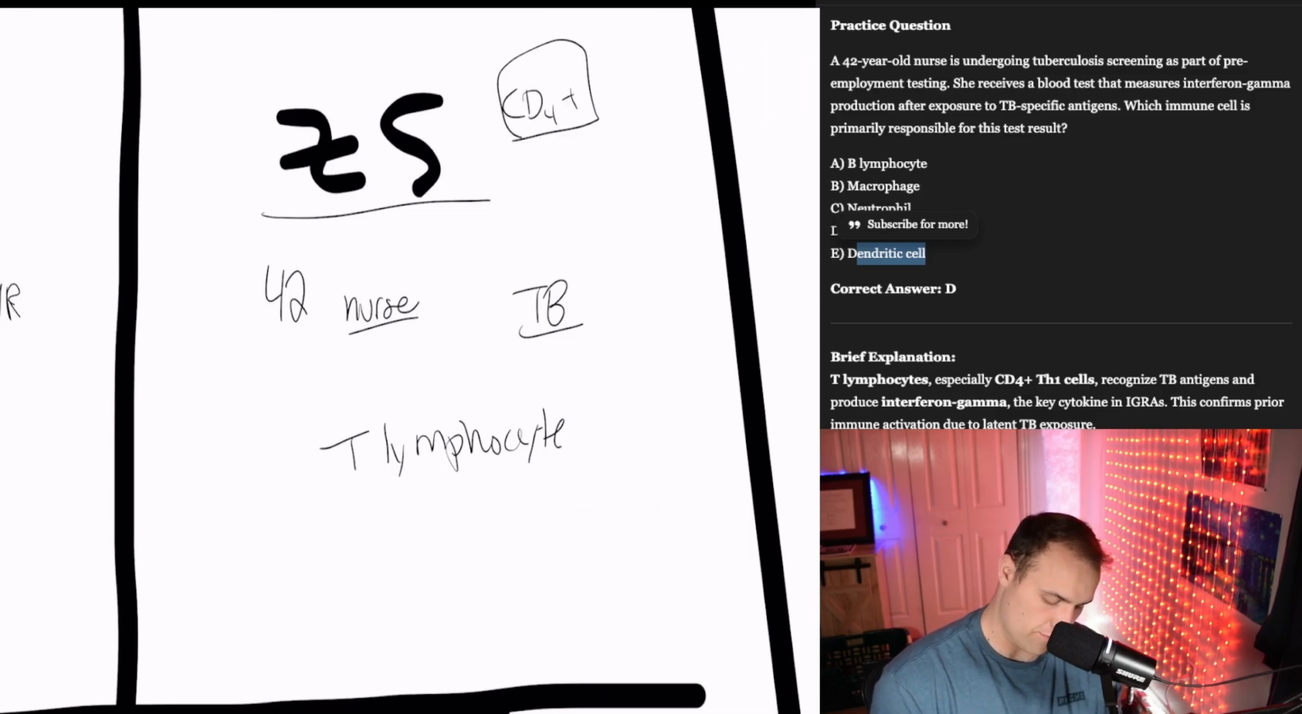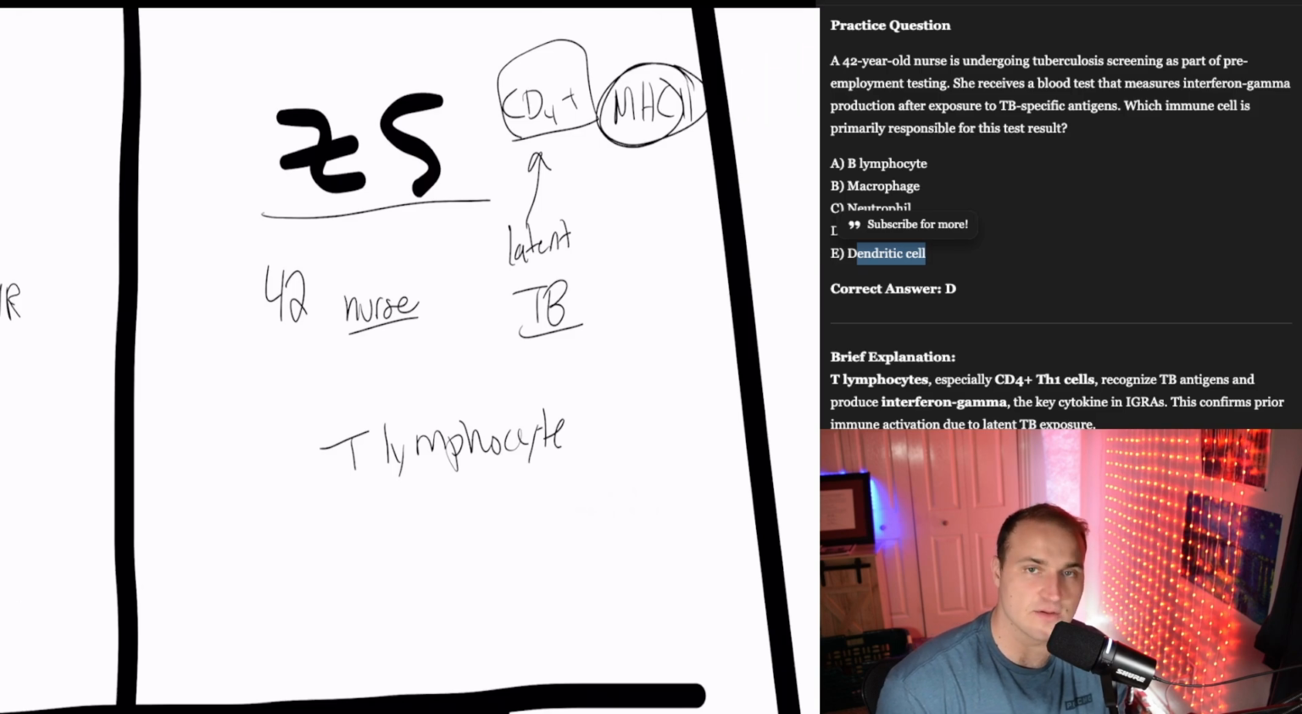That's what we're testing for if we're doing latent TB tests. It's called an IGRA, an interferon gamma release assay. So the pathophysiology is you have a prior TB exposure. There are TB-specific peptides that are processed and presented via MHC class 2. So MHC class 2 is like, hey guys, check out this old thing I found.